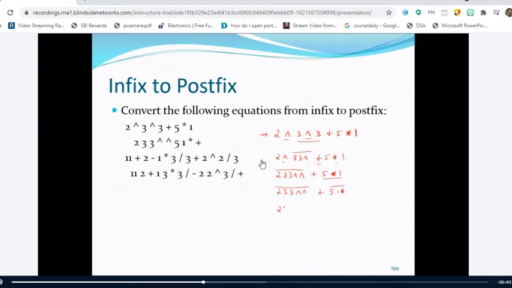And finally, you have to solve this one. Therefore, it becomes yes. So this is the corresponding postfix expression for this infix. Is it clear? Yes, sir. Right. Now we'll try to solve this with the stack algorithm.